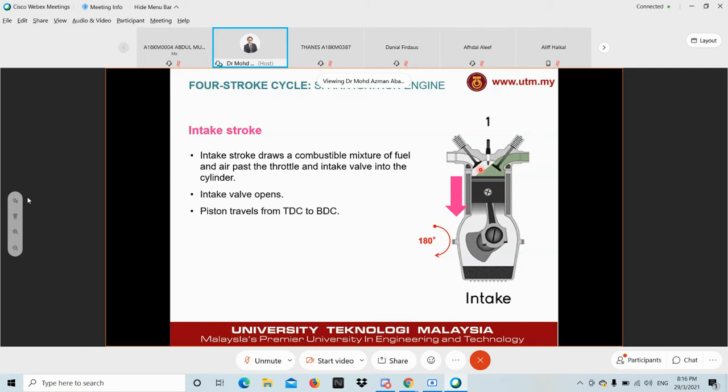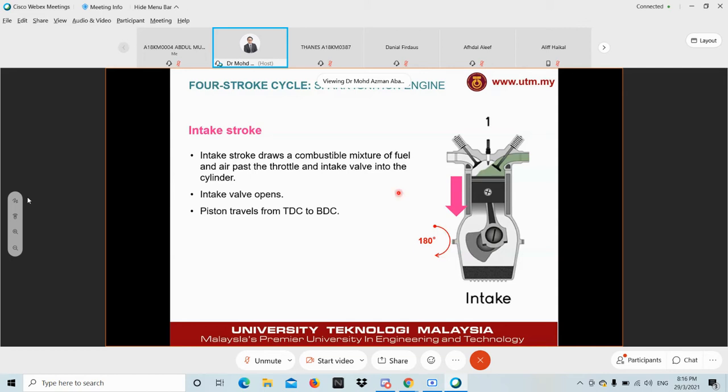So the movement of the piston from TDC to BDC is a reciprocating motion, but in the case of the crankshaft, it rotates. And for the piston to move from TDC to BDC, the crankshaft rotates 180 degrees. So that is basically your intake stroke.